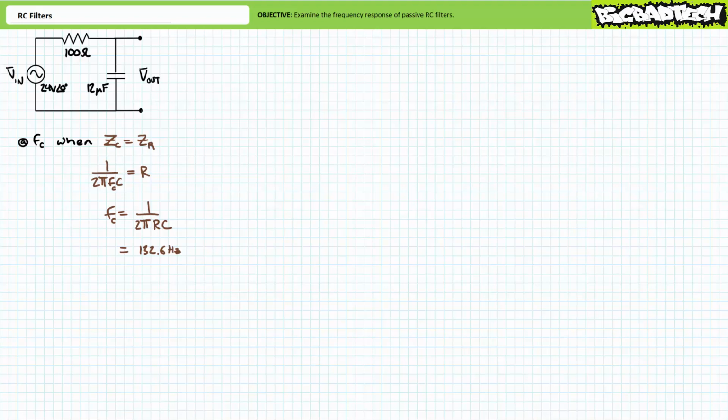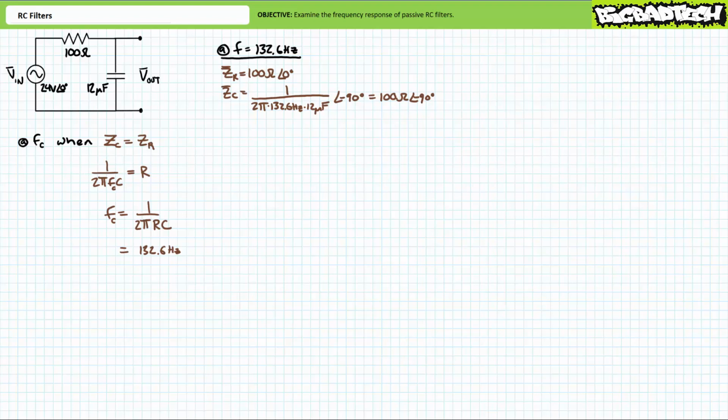The critical frequency is achieved when the magnitude of ZR equals the magnitude of ZC. FC equals 1 over 2 pi RC. Substituting in our given values, we find FC to equal approximately 132.6 Hz. Let's check our work. The complex impedance of the 100 ohm resistor at 132.6 Hz is 100 ohms at an angle of 0 degrees. At an excitation frequency of 132.6 Hz, the complex impedance of the capacitor will be 100 ohms at an angle of negative 90 degrees. At the critical frequency, the resistor and capacitor do indeed present impedances of equal magnitude.